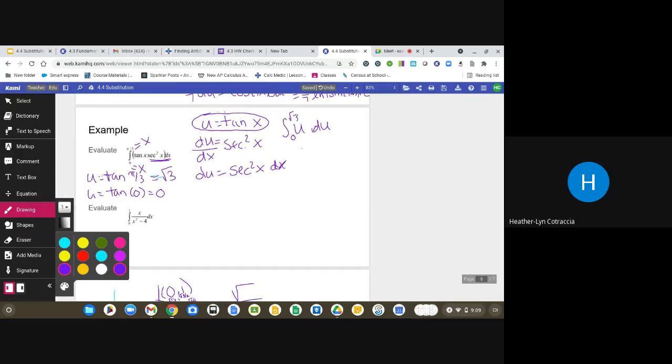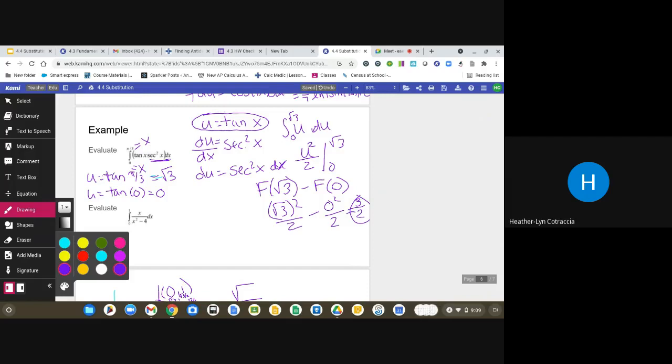Okay, so now we have a super easy antiderivative to take because it's just u. So we're going to have u squared over 2, because you add 1 and divide by the new exponent. And we're going to evaluate that from 0 to radical 3 using the fundamental theorem of calculus. So we'll have f of radical 3 minus f of 0. And that will give me radical 3 squared over 2 minus 0 squared over 2, which gives me 3/2. And that will be your answer.